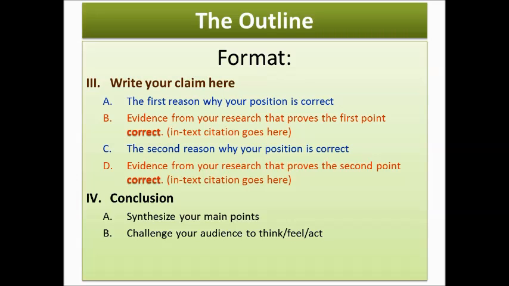So for Roman numeral 3, you will write your claim out. 3A is the first reason why you believe your position is correct. In 3B, you're going to place research that you conducted that proves this first point correct. Be sure to include that MLA citation. For 3C, you're going to give a second reason why you believe your position is correct. And for 3D, you will provide even more evidence from your research, which now proves point 2 correct.